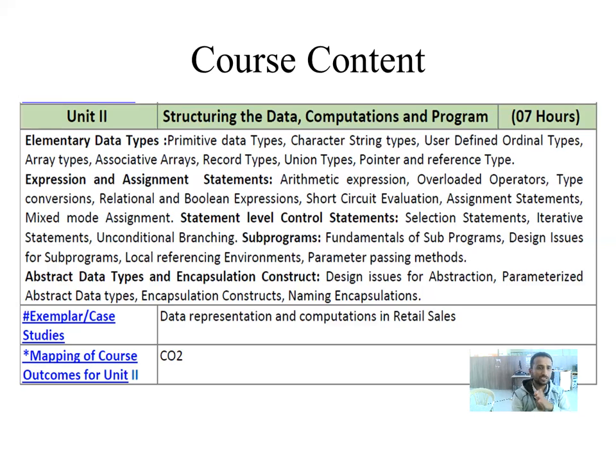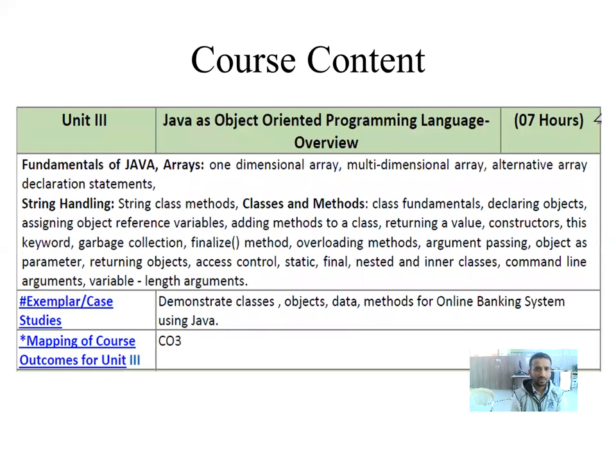We are also going to have the same case study, data representation and computation in retail sales. In the previous first unit, we had that case study. We are just going to extend that case study with respect to data representation and computation. Okay, so this is all about your second unit.